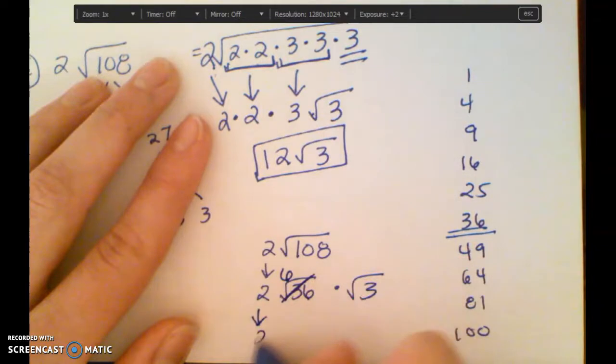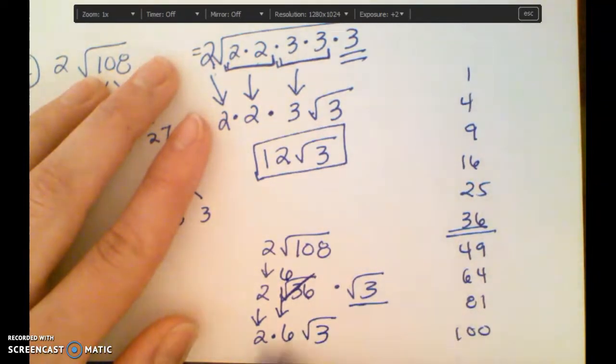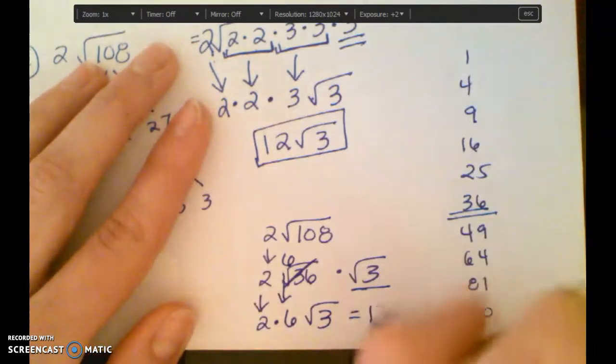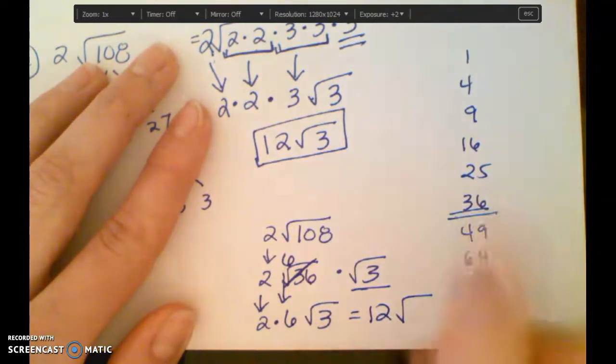So we bring down that 2. We have that 6 now. And then stuck in that square root is the 3. Outside, outside, 6 times 2 gives us 12. Inside, inside, nothing to multiply, it's 3.